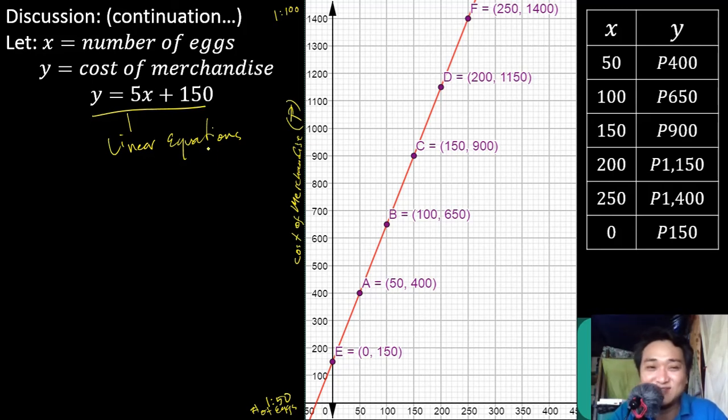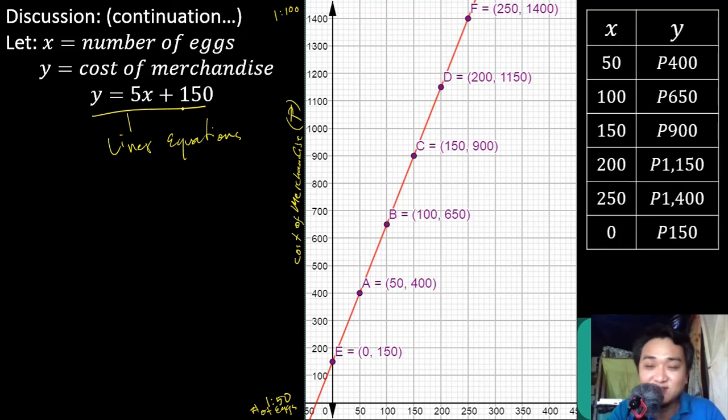Anyway, ito yung tinatawag nating linear equation wherein yung x po is yung ating independent variable at yung y natin is yung dependent variable. Kasi nakadepende yung result ni dependent variable dun sa magiging value ng x.